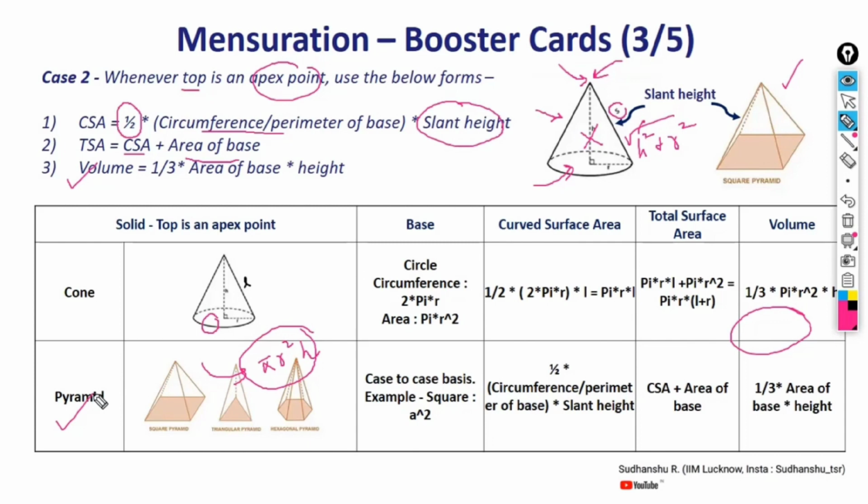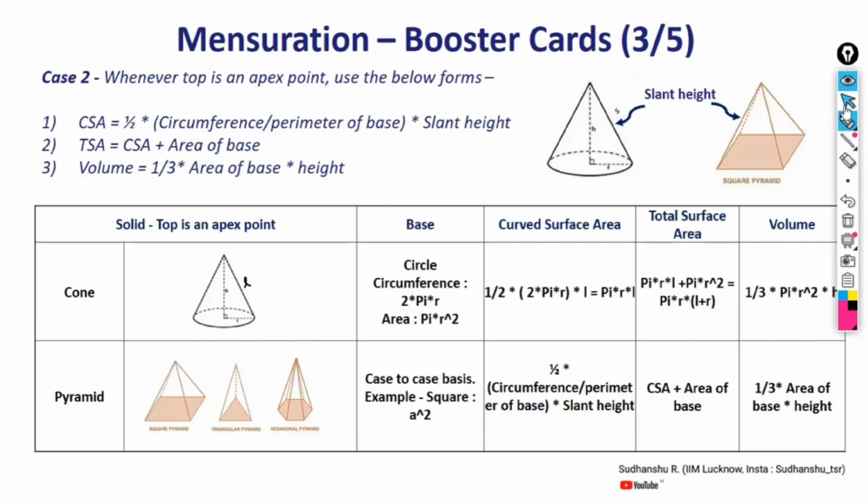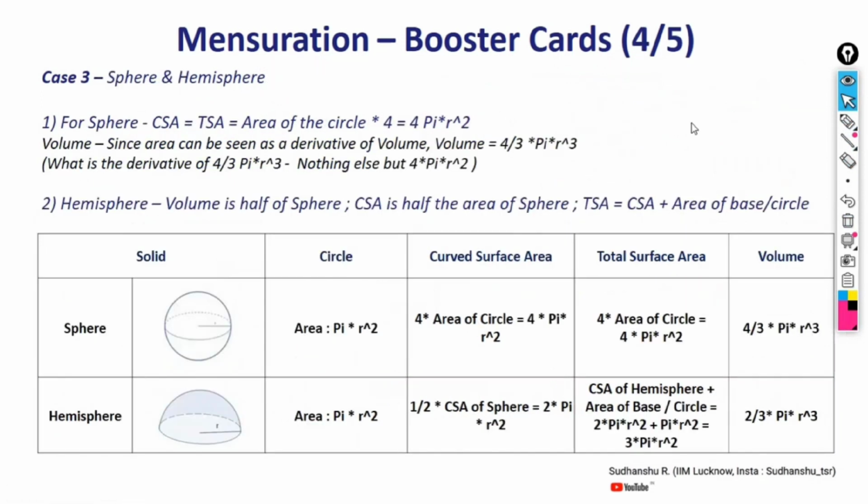Moving forward, let's have a look at the third case, sphere and hemisphere. Let's understand how do we operate sphere, or how do we sort of remember these formulas easily. Always remember, for a sphere, total area, your total surface area, which is the curved surface area or total surface area, one and the same thing, will be 4 times the area of the circle that's there with the largest diameter, or the radius of the sphere.